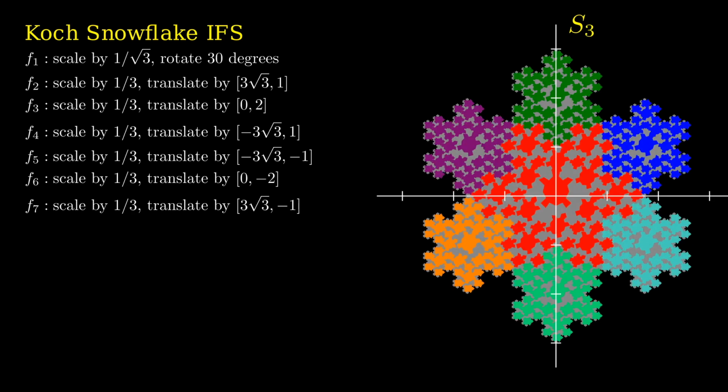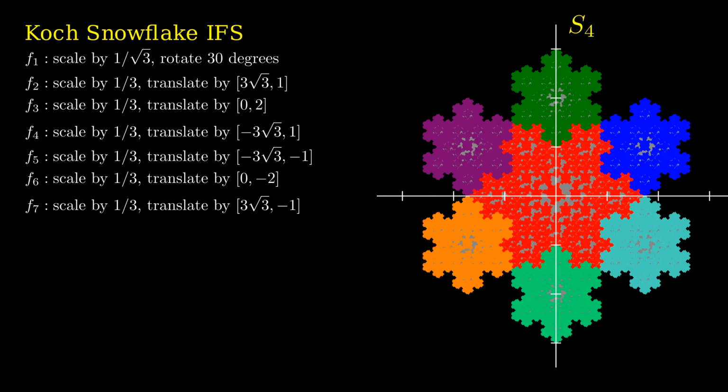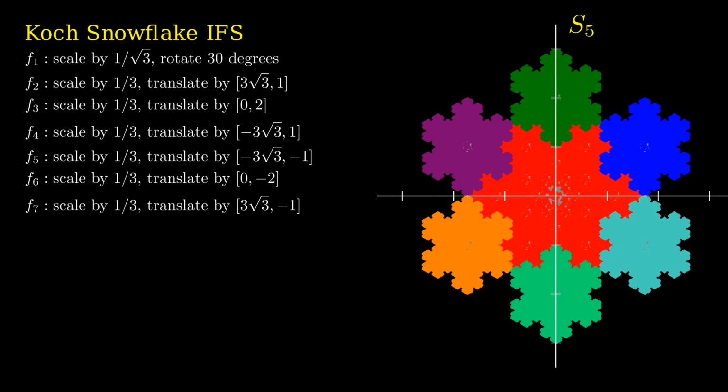Now let's do a few more iterations, but show the result of each iteration without the intermediate steps. So after 5 iterations, the turtle has become a good approximation to the Koch snowflake.